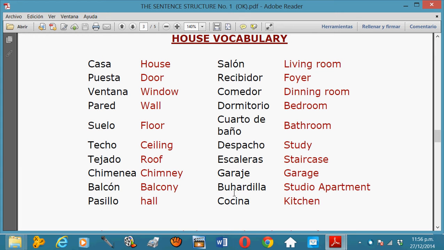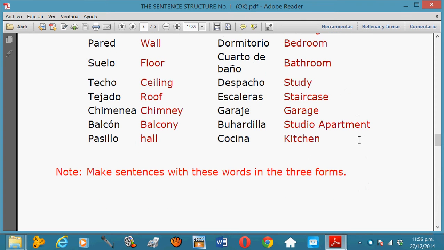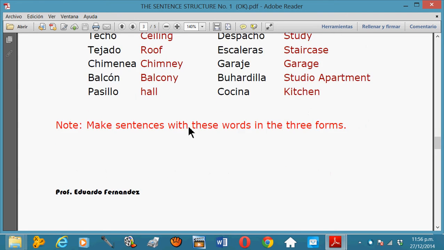I will read it to you. House, door, window, wall, floor, ceiling, roof, chimney, balcony, hall, living room, foyer, dining room, bedroom, bathroom, study, staircase, garage, studio apartment, and kitchen. Now, I recommend that you make sentences with these words in the three forms: the affirmative, the negative, and the interrogative form. So it's a vocabulary practice here.